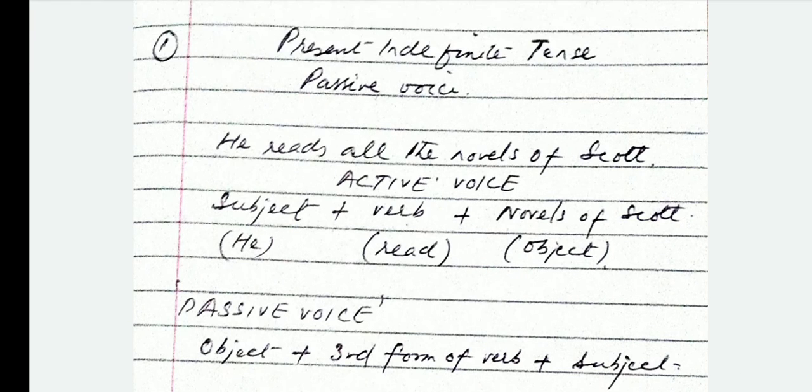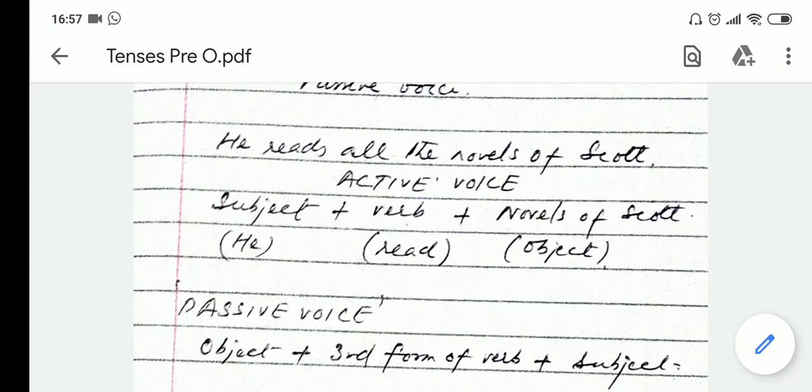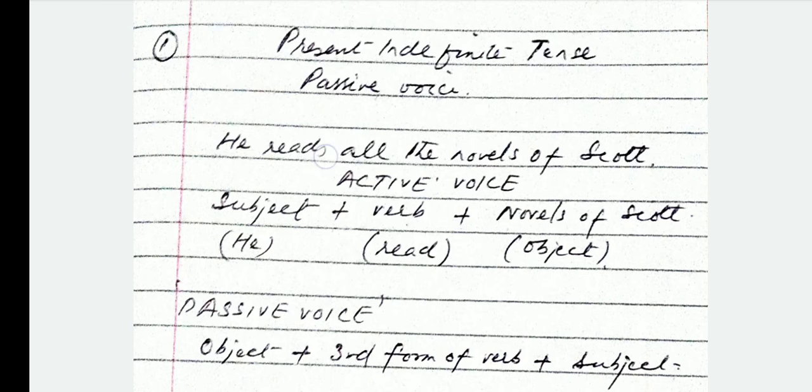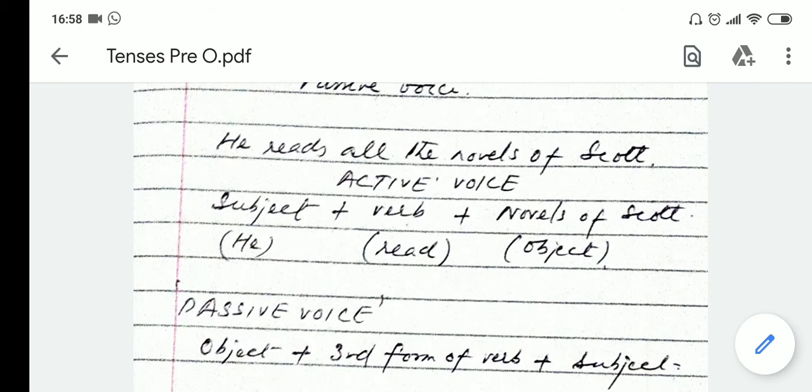We have used the first form of the verb, and we have also used s with the first form of the verb because the subject was a singular third person. Singular third persons are he, she, it, or any singular noun. Since he is a singular third person, we have added s with the first form of the verb. He reads all the novels of Scott.